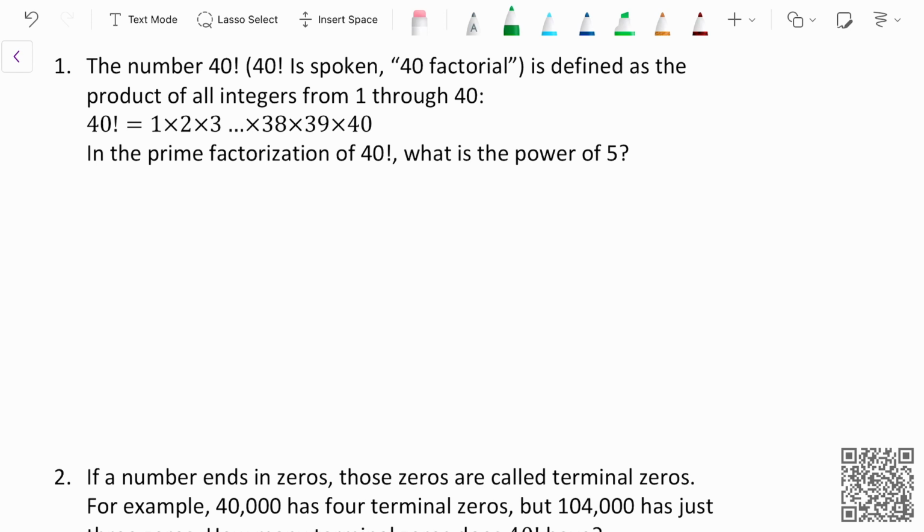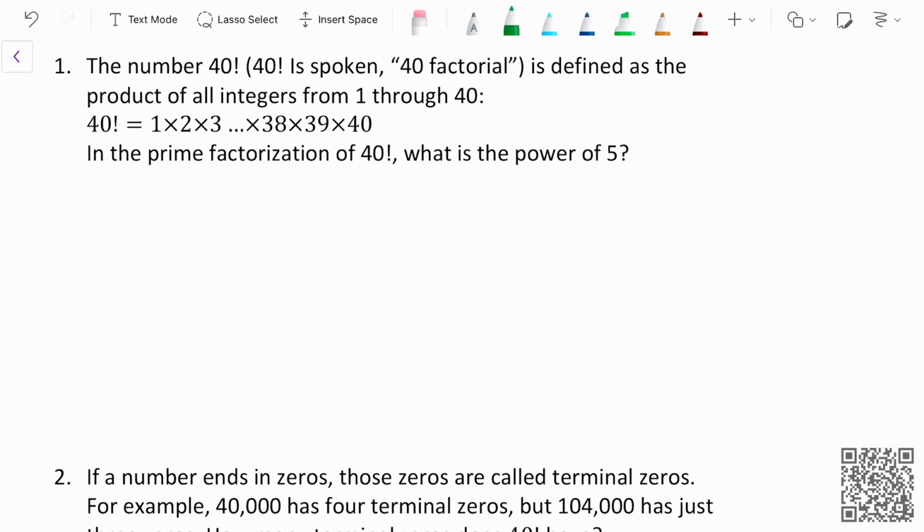Today's first question is, the number 40 factorial. 40 factorial, as you can see on my screen right now, is defined as the product of all integers from 1 through 40. 40 factorial equals 1 times 2 times 3, and so on, all the way times 38 times 39 times 40. In the prime factorization of 40 factorial, what is the power of 5?